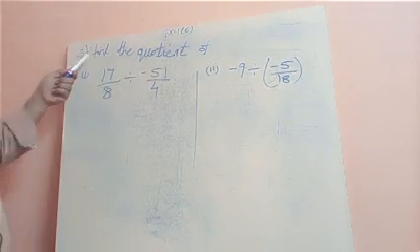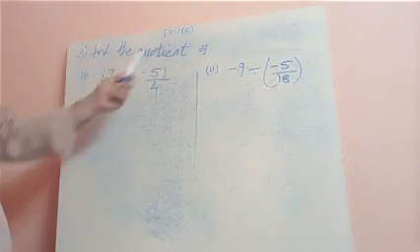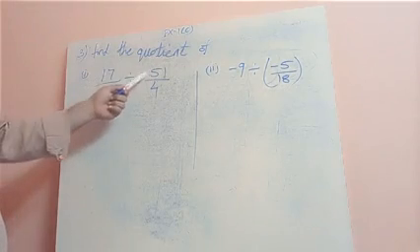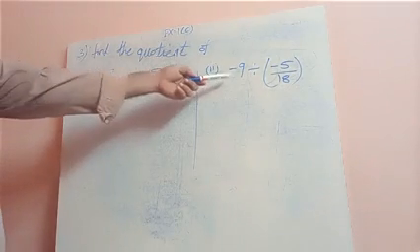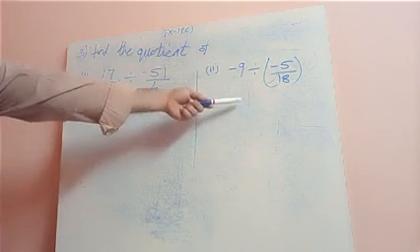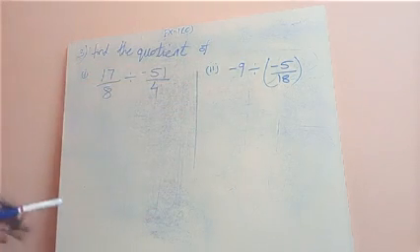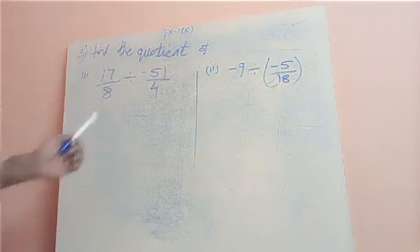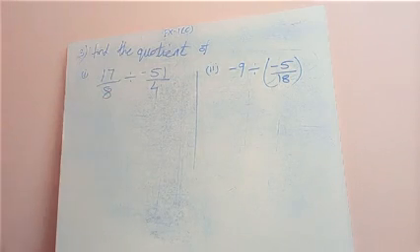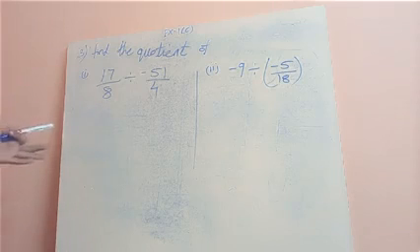Here is our next sum. Find the quotient of 17 by 8 divided by minus 51 by 4, and the second one is minus 9 divided by minus 5 by 18. Quotient means division. We know that the division form is called a fraction, which we simply call a rational number.